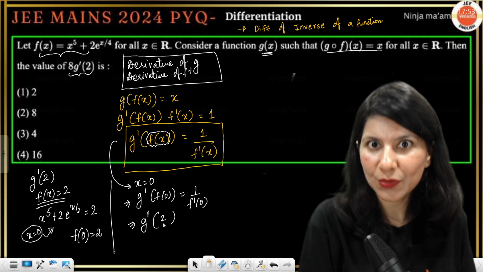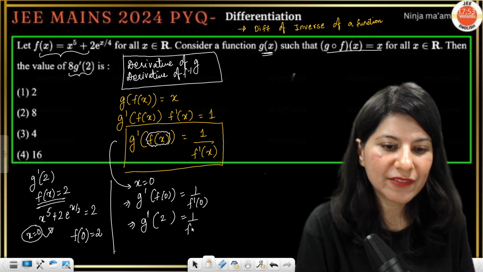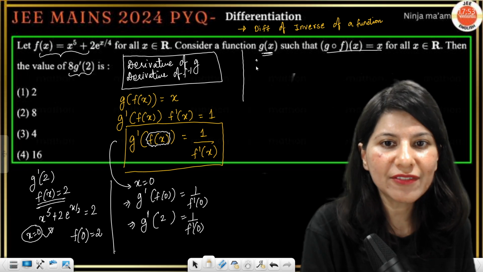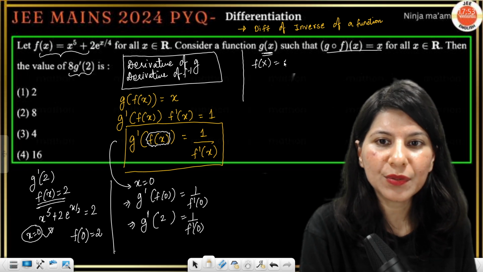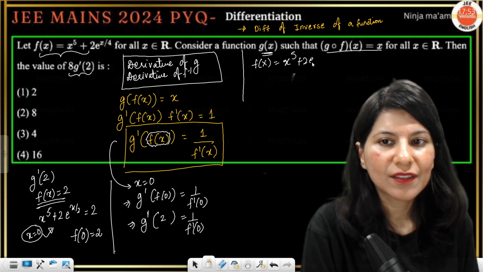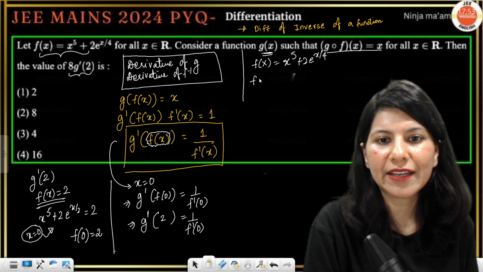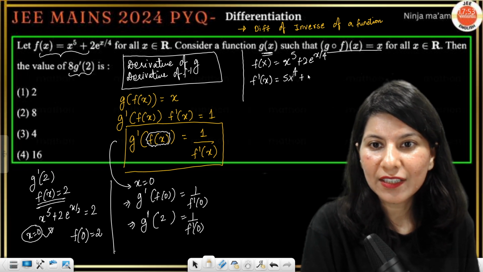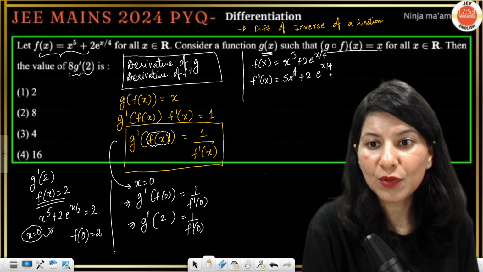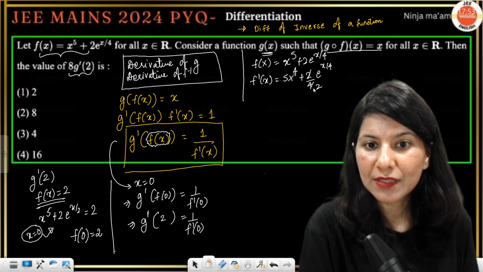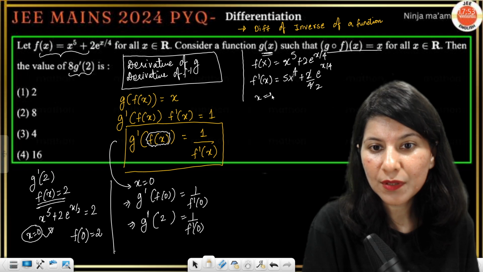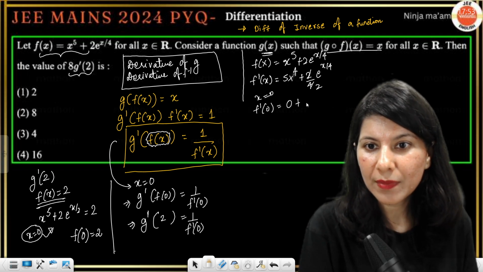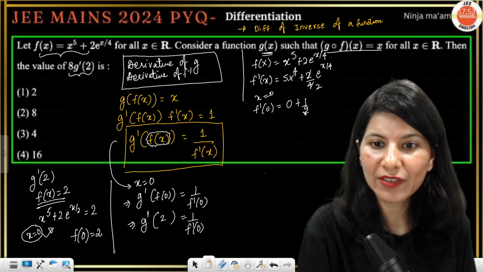So let us write 2. That's what you wanted, equals 1 upon f'(0). Now f'(0), how to calculate? By just differentiating f(x). f(x) is already given to you. Very easy, right? You're very close to your answer. Correct? f'(x) will be equal to 5x raised to power 4 plus 2 e raised to power x by 4 into 1 by 4. So now put x equals 0. So you get f'(0) equals, this is 0 plus e raised to power 0, so 1 by 2. f'(0) is 1 by 2.